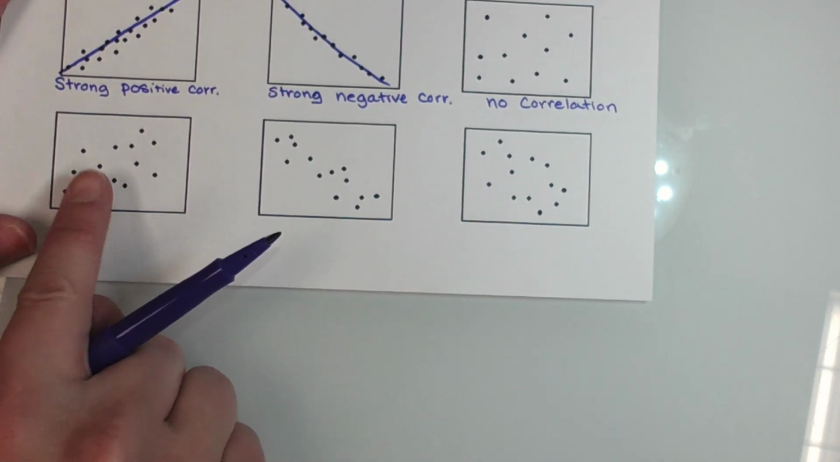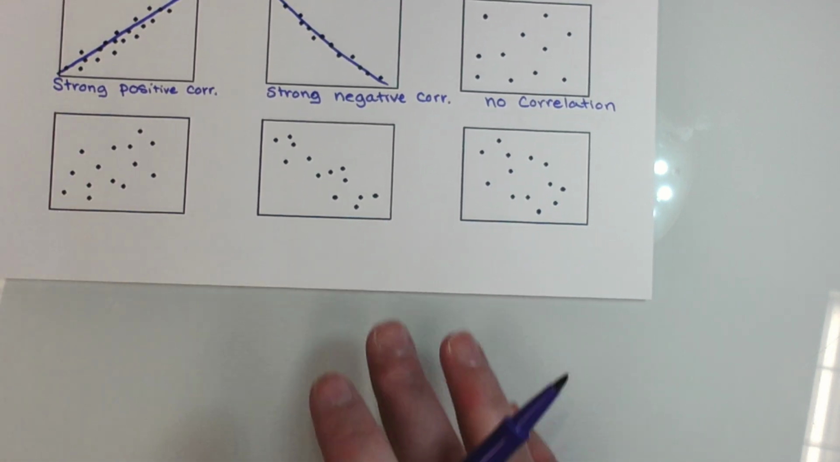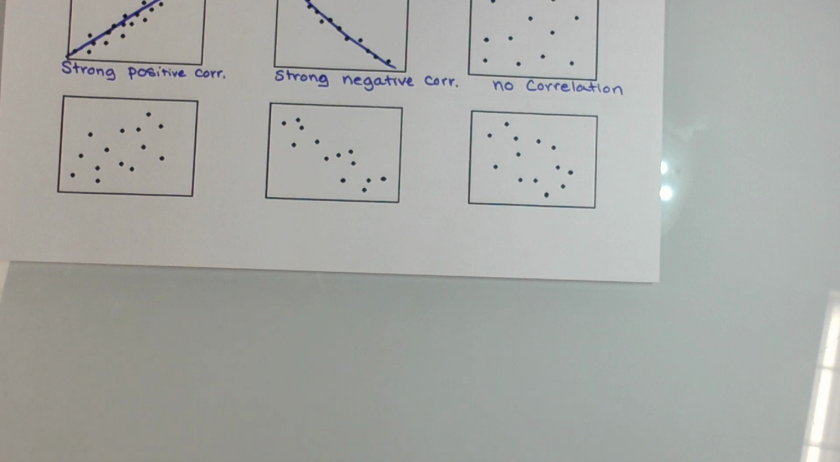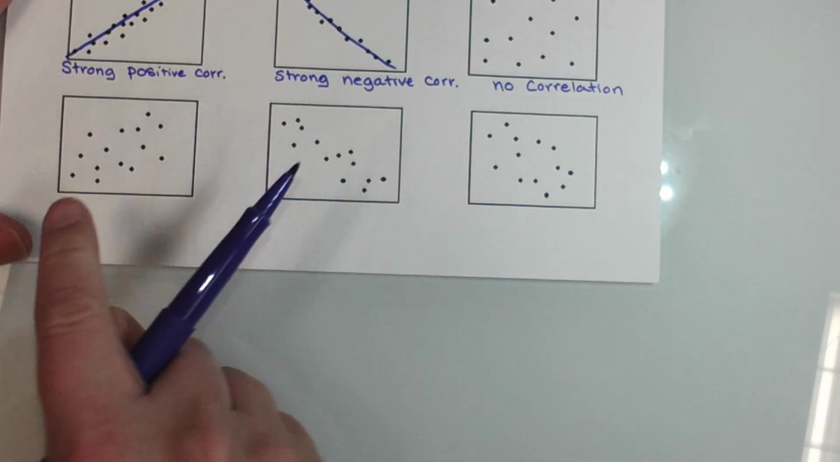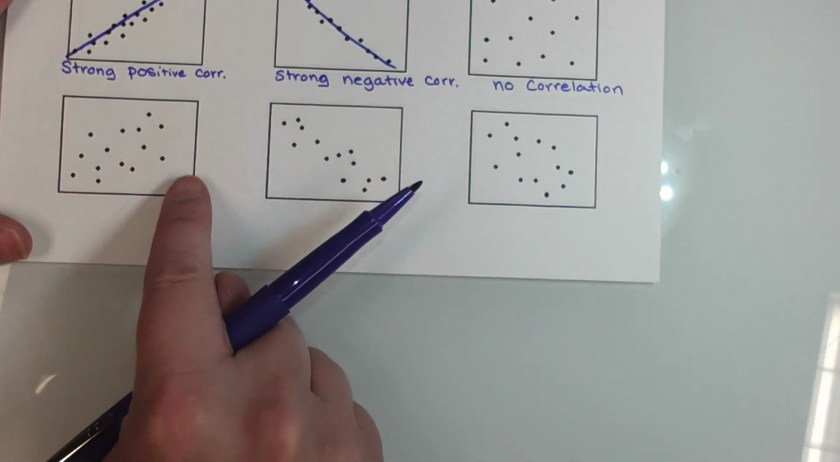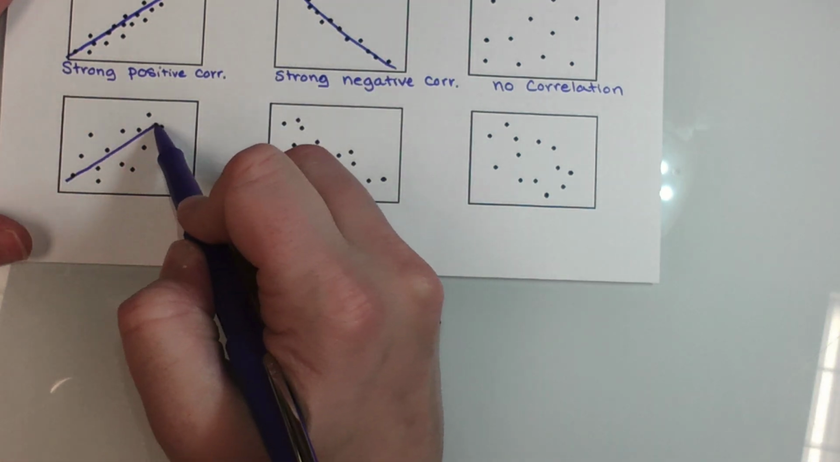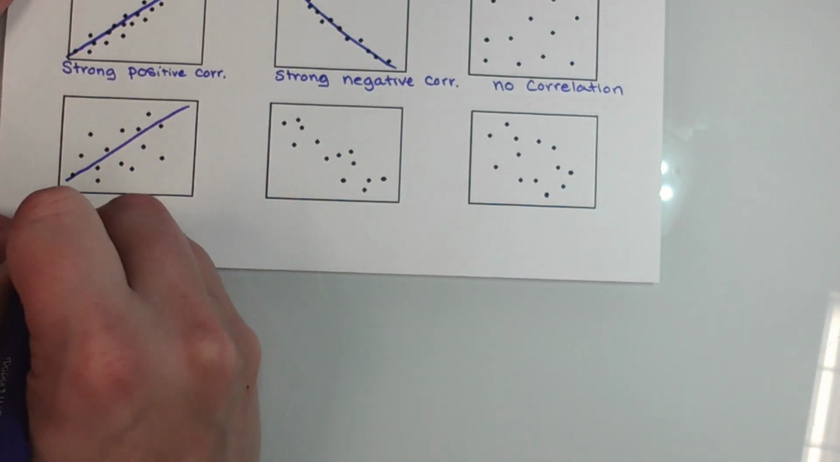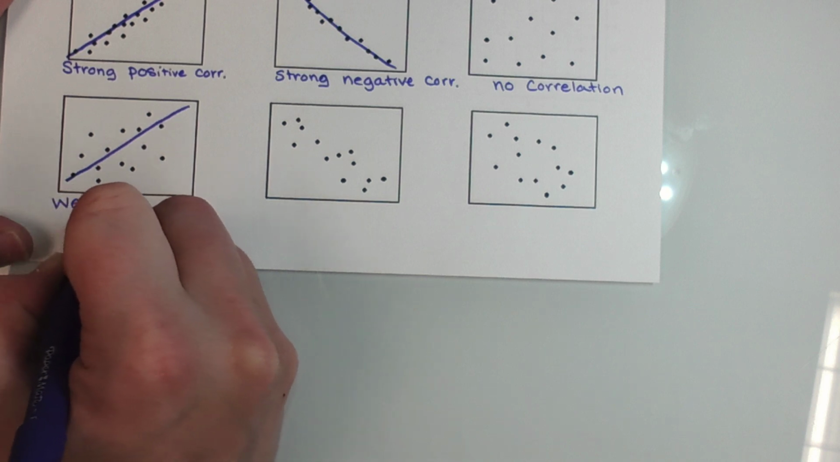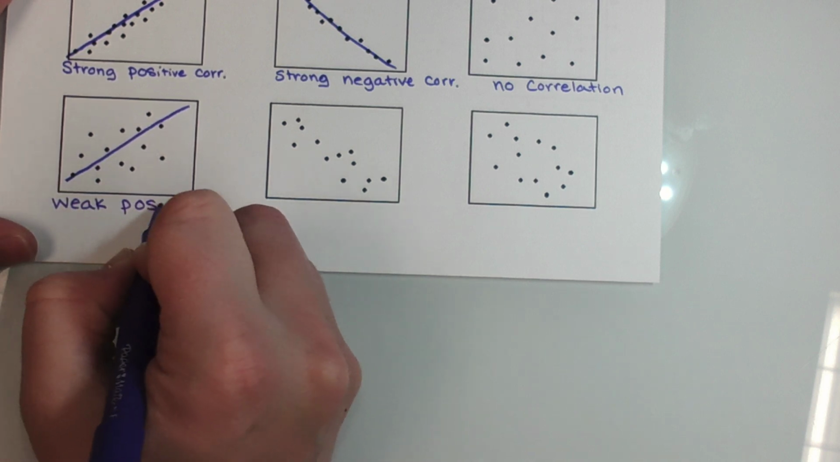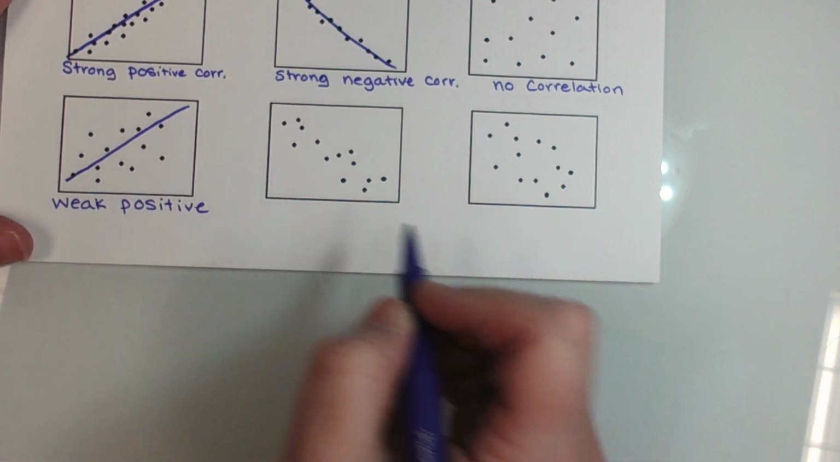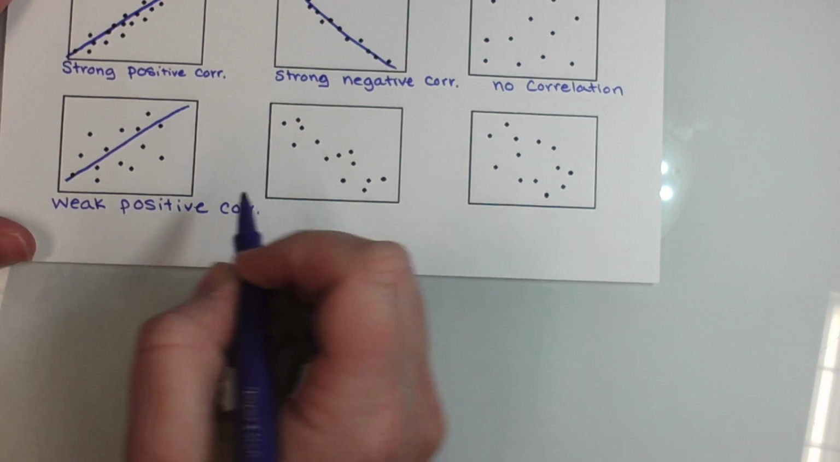What appears to be happening here? It's going positive, you can see it's going upwards because there's nothing here-ish, nothing here-ish. But it's definitely not great. This is a very weak positive, bordering on no correlation.